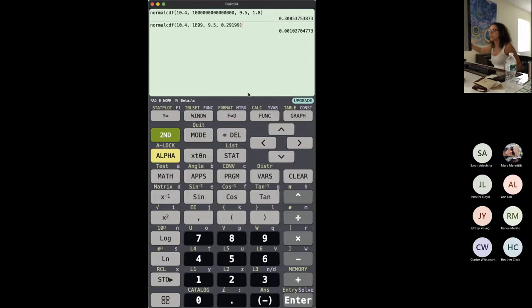Tell me if that is making sense so far. I didn't finish the problem yet. I still have more to do. But is it making sense? Very cool.